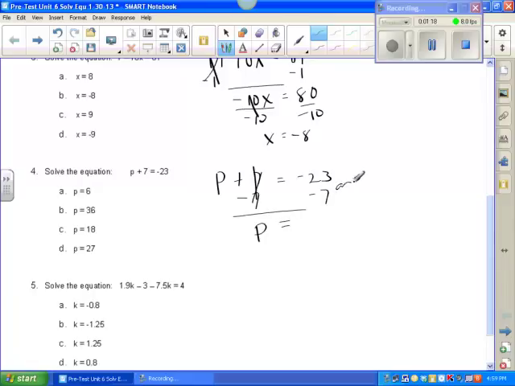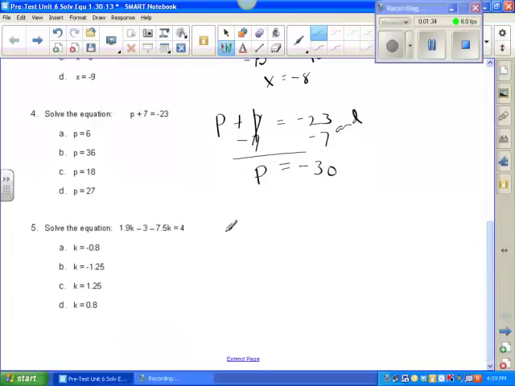So remember, this is and. It's grouping together or adding. So negative 23 and negative 7 is negative 30. And that answer isn't there.